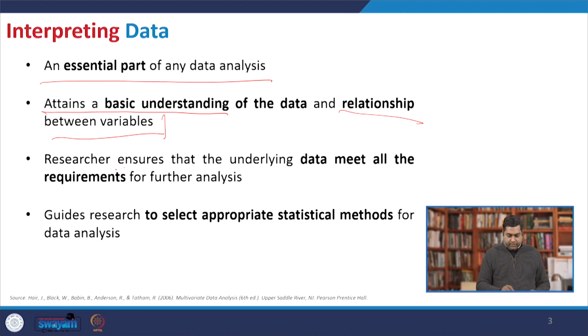Researchers ensure that the underlying data meet all the requirements for further analysis. Say you find that the data is not following a normal distribution. In that case, the mean and standard deviation, the parametric options, will probably not be applicable. We will discuss this in detail in another lecture in the upcoming module about the parametric test and non-parametric test.